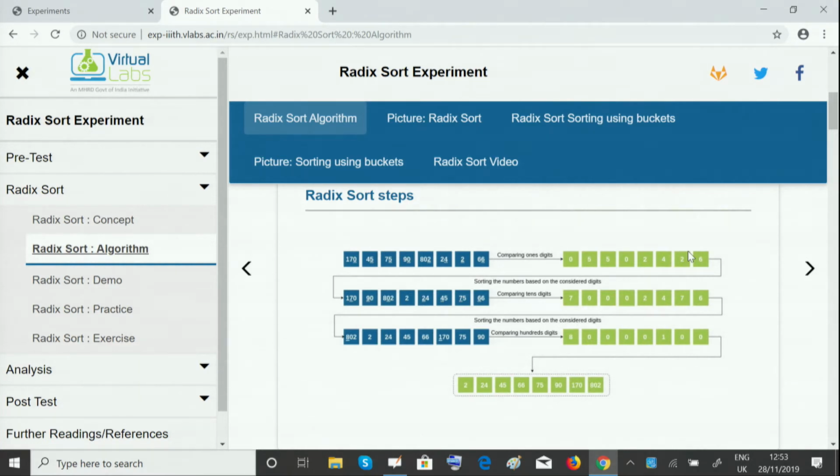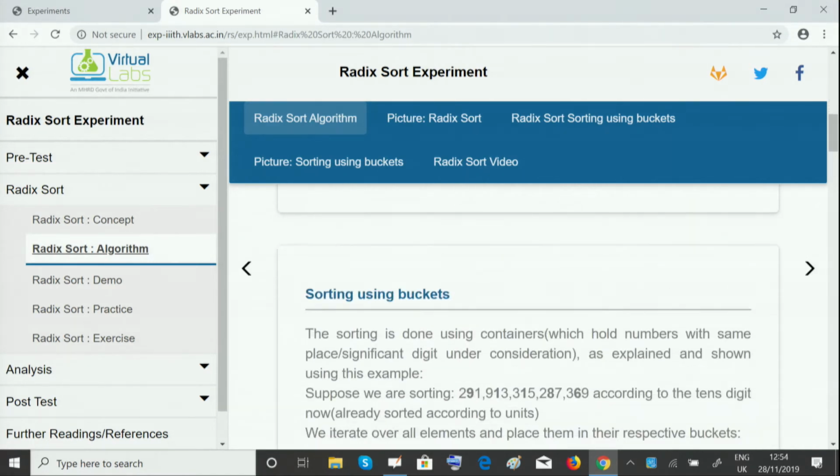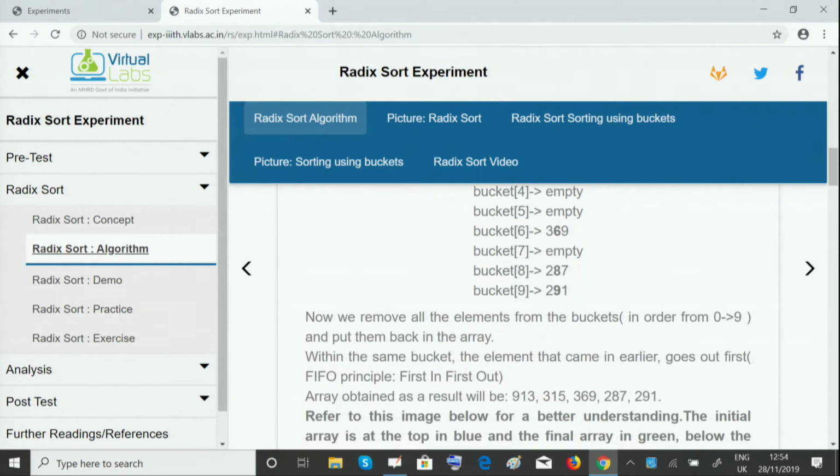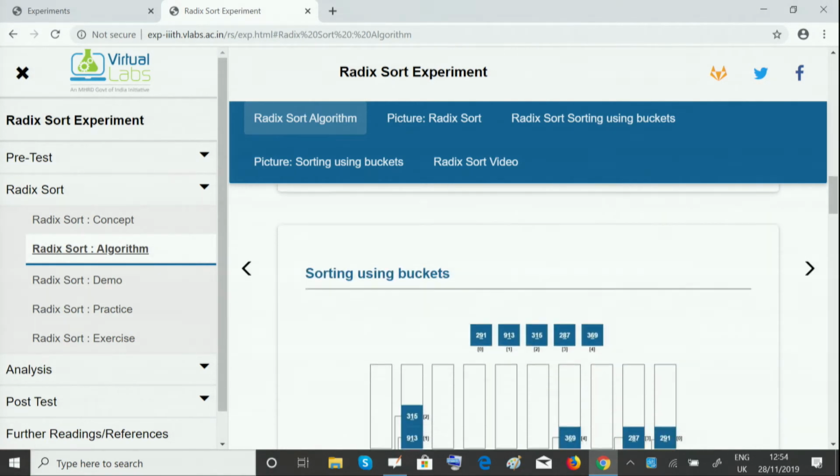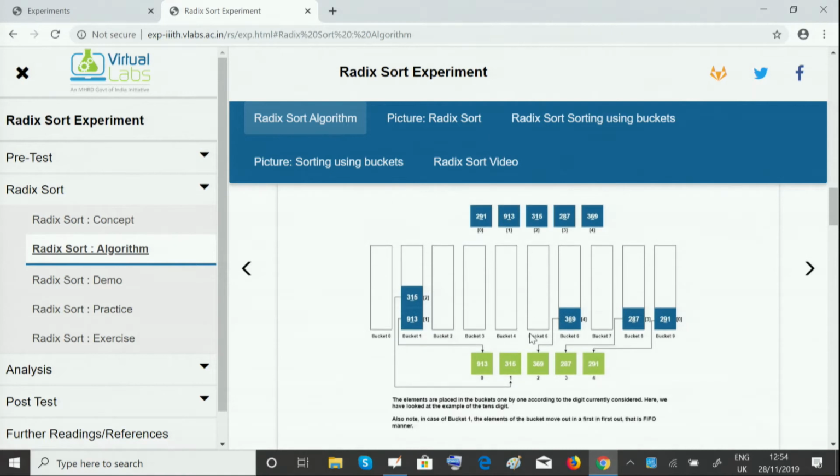Then after the first iteration, we get the second set of blue boxes, which would then be considered for the tenth digit, and the next step for the hundredth digit, and then we get the final sorted array as shown. Now when we are doing this using buckets, we would be using a situation like this. So say we have the numbers after the first pass, after we've done it with the least significant digit, now we have to consider the tens digit.